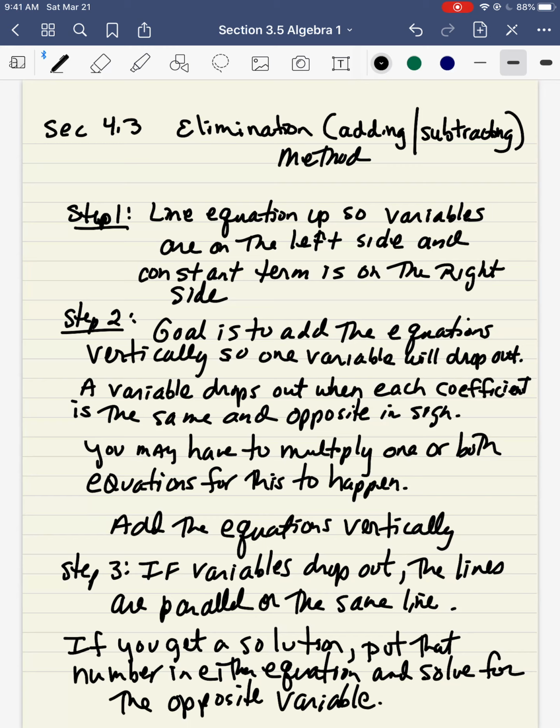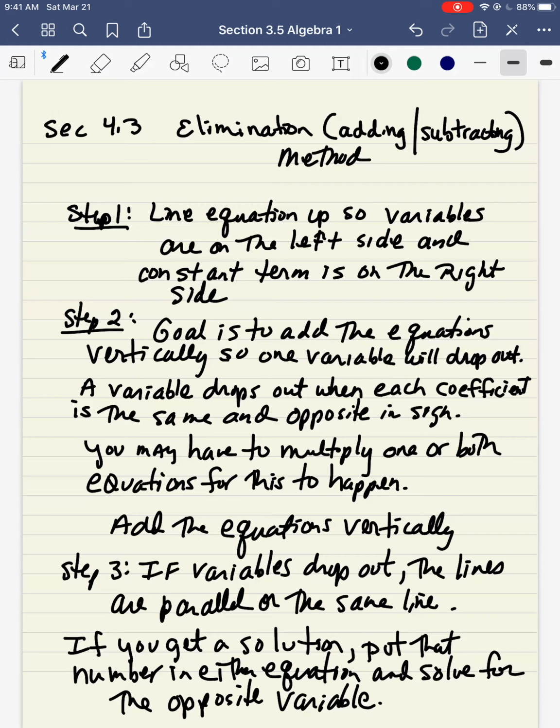Step 2. The goal is to add the equations vertically so one variable will drop out. A variable drops out when each coefficient is the same and opposite in sign for a particular variable. You may have to multiply one or both equations for this to happen. Add the equations vertically.